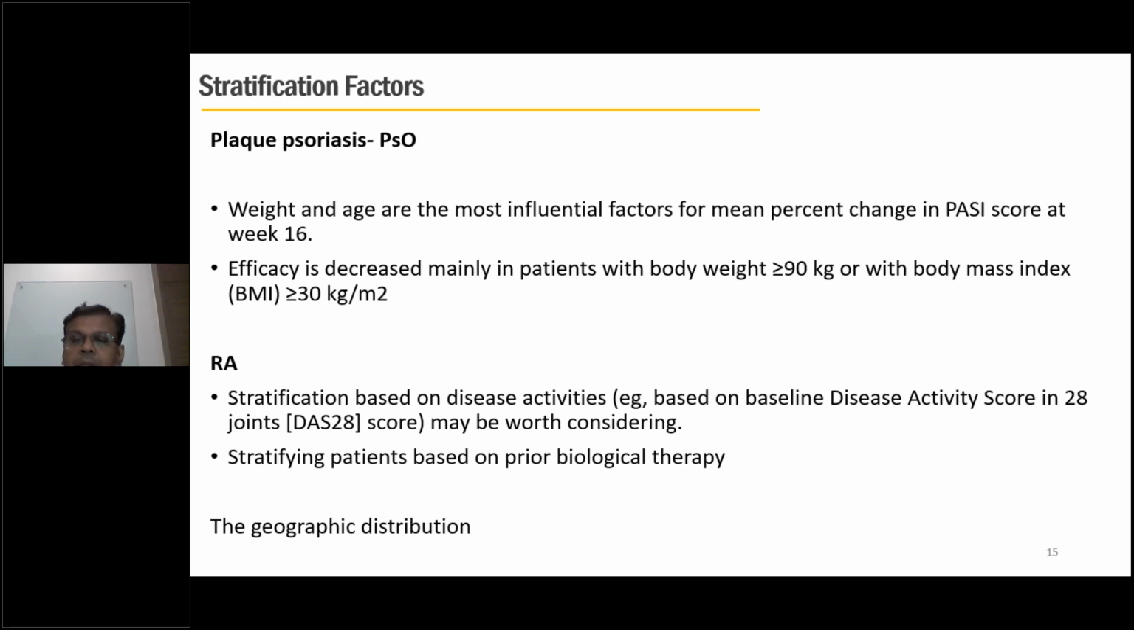And based on these studies, the patients from developing countries often have more active and severe rheumatoid arthritis, because there is no treatment. And they may also show good responses, especially in the placebo arm.